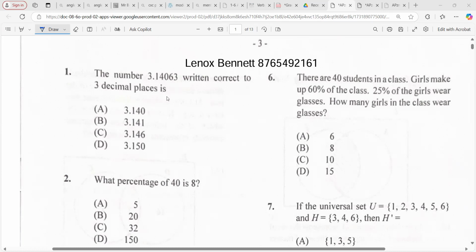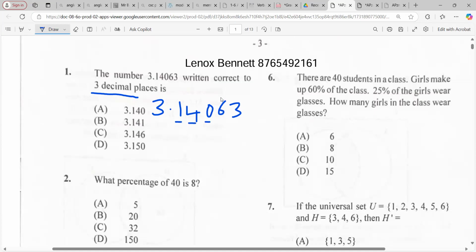So basically we are supposed to round off to 3 decimal places. Now, when we are rounding off to a number of decimal places, the fact that they say 3 decimal places means only 3 numbers must come after the decimal point. All right, so let's rewrite this number. So we have 3.14063. As you can see, there are more than 3 numbers, right? So we have to say 1, 2, 3.